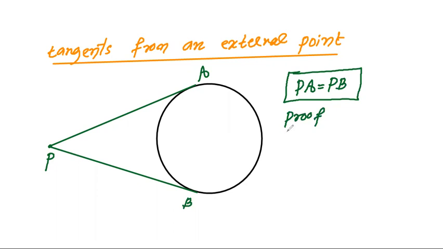So let me explain the proof of that one. You listen here. I'm going to explain how PA is equal to PB. So A is the point of contact, B is another point of contact. We know that there will be a circle with center O. Let me mark AO, it's a radius, BO is another radius.